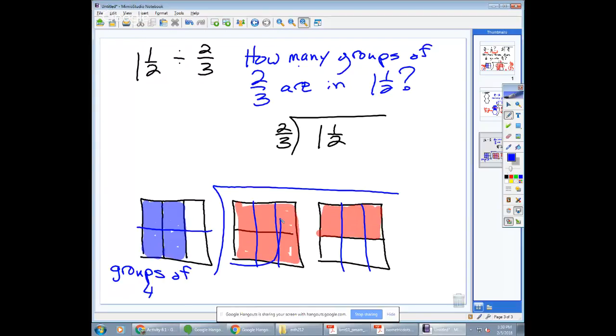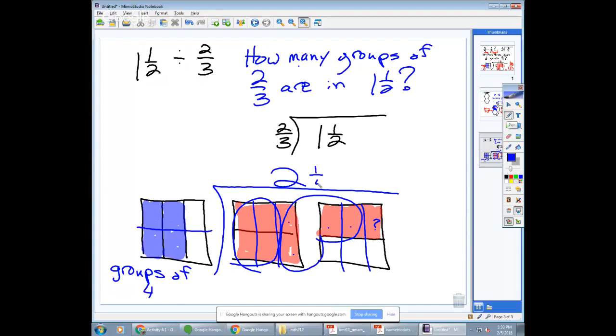So here's one group of 4, and then 1, 2, 3, 4. Here's another group of 4. So for sure I have 2 groups of 4. And then the question is, what's that leftover guy? 1 out of, what am I looking for? 4. I'm looking for groups of 4. So that's 1 out of the 4 things I'm looking for. Yeah, so the answer should be 2 and a 4... 1/4, sorry.